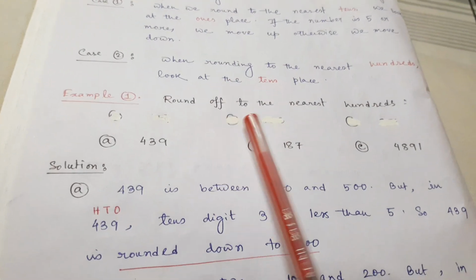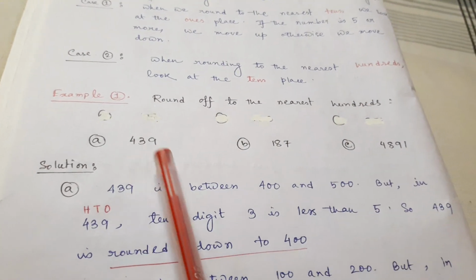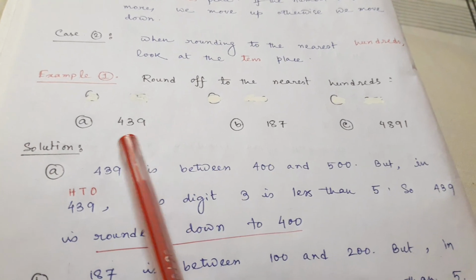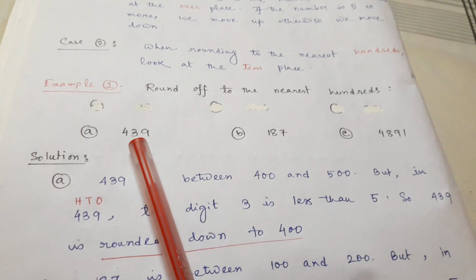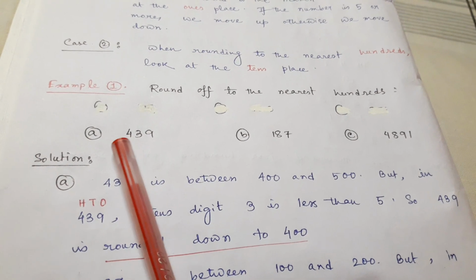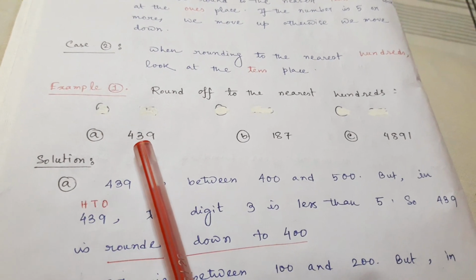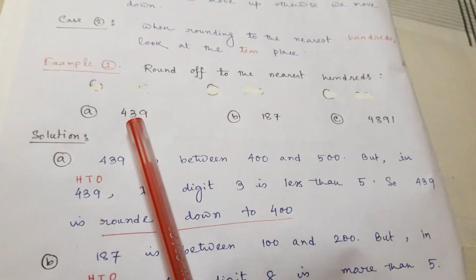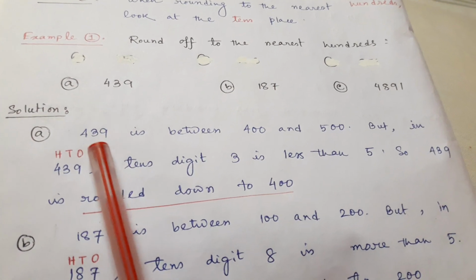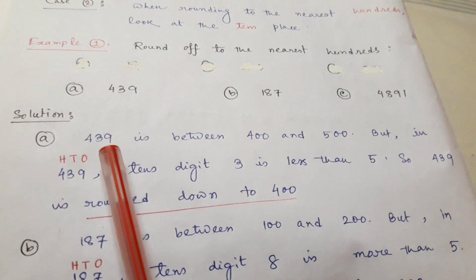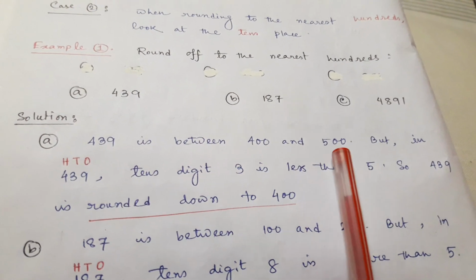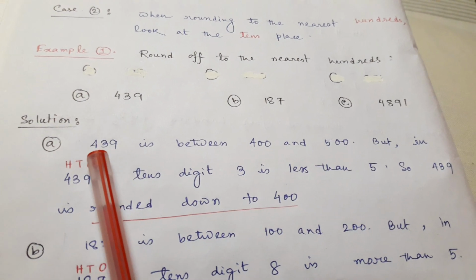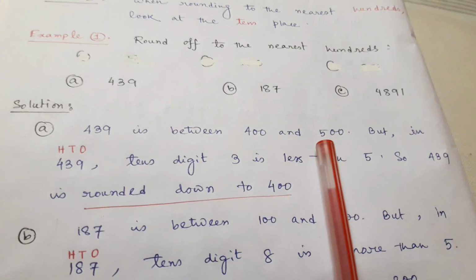Now let me explain with some examples. Round off 439 to the nearest hundreds. So here we have to round this number to the nearest hundreds, so we have to look at the tens digit. When we are rounding off to the nearest hundreds place, we have to look at the tens digit. Always remember that. Now we have to write this number as its nearest 100 multiples. Like 439 is between 400 and 500. Its nearest hundreds multiples are 400 and 500.